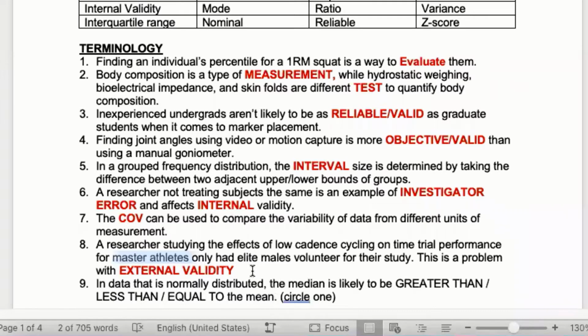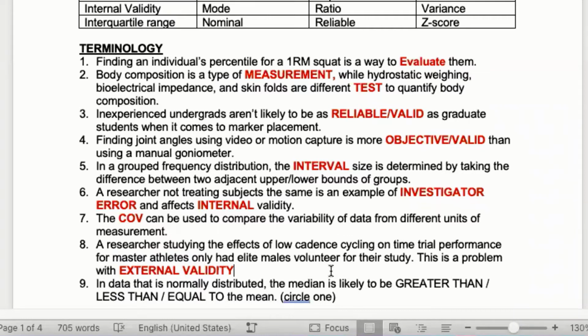But in terms of statistical inference, external validity is where we have the issue, because the sample we've collected does not extend entirely to the population that we're targeting. So we might say for elite males there's a certain effect that happens, like maybe their time trial performance goes up.